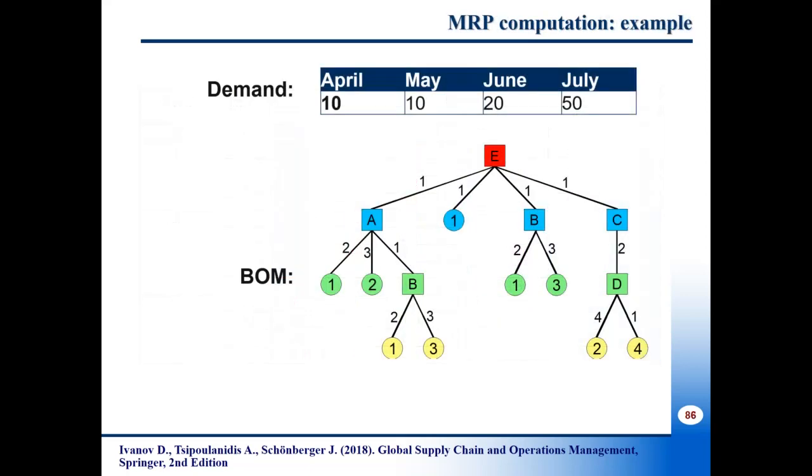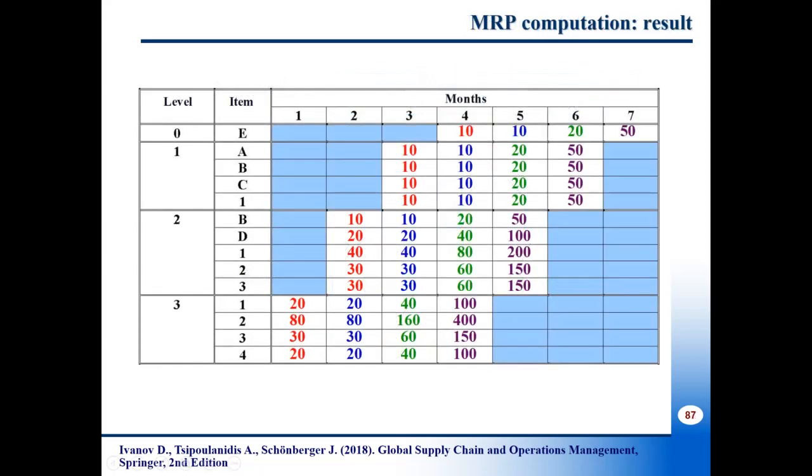Because the demand for D is 2 times 1. Because E in April, the demand will be 10, and therefore the demand for D in February will be 1 times 2 times 10 equal to 20.